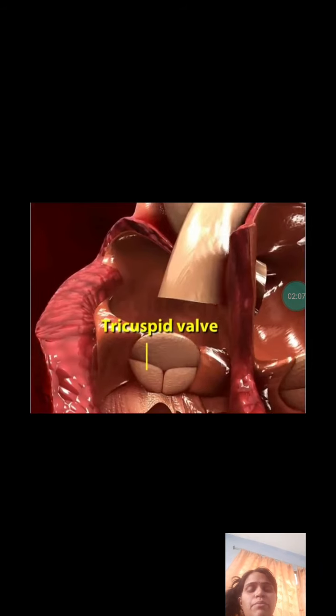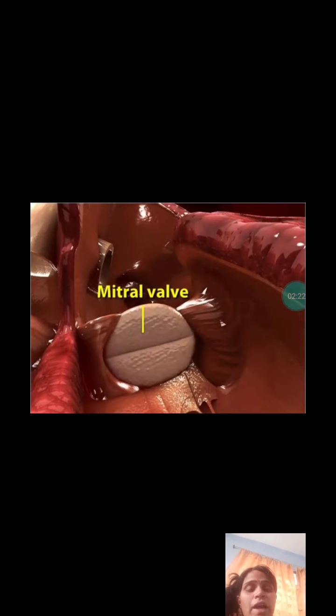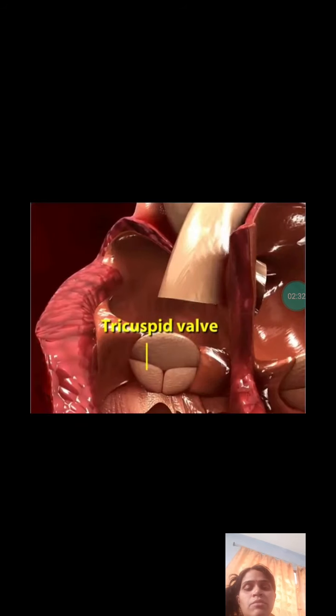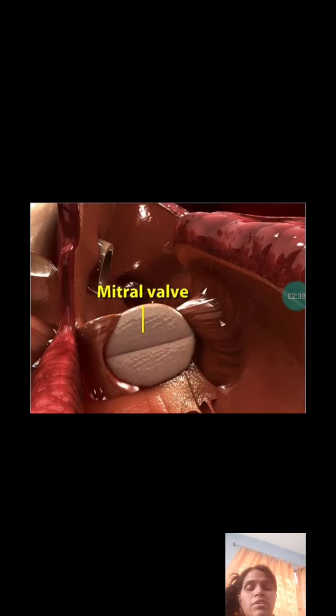Between the right atrium and the right ventricle there is a valve called the tricuspid valve, and between the left atrium and the left ventricle the valve present is called the mitral valve or bicuspid valve. The tricuspid valve is present between the right atrium and right ventricle, whereas the mitral valve or bicuspid valve is present between the left atrium and left ventricle.